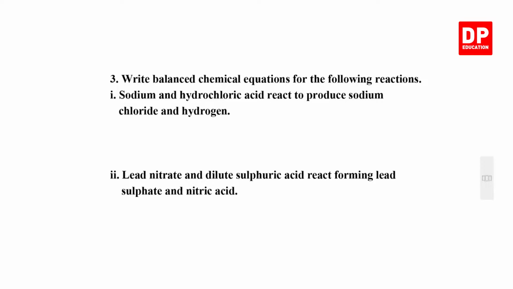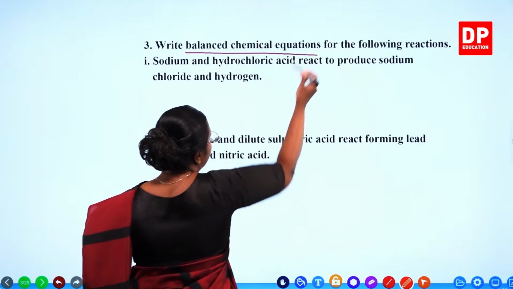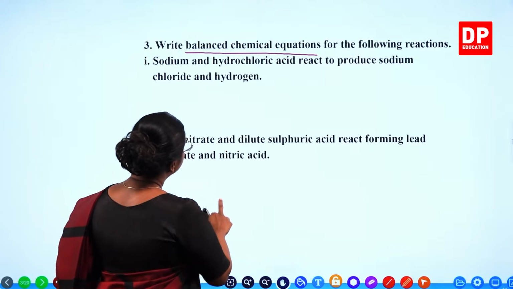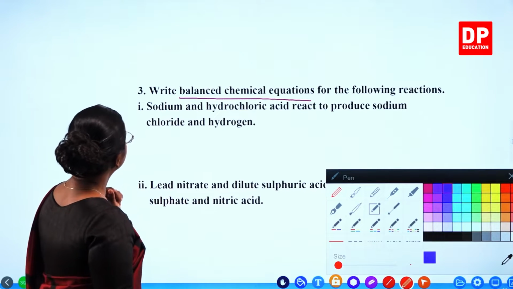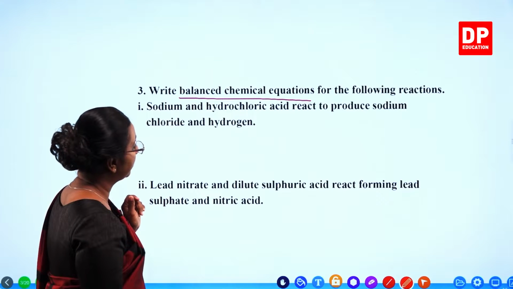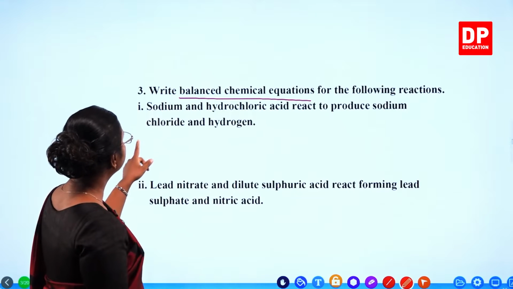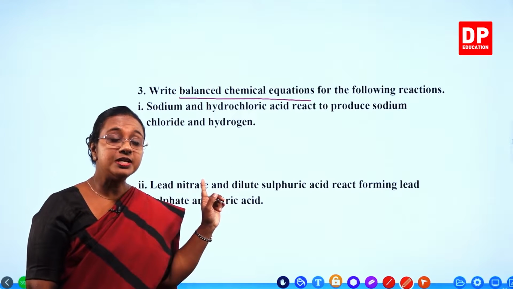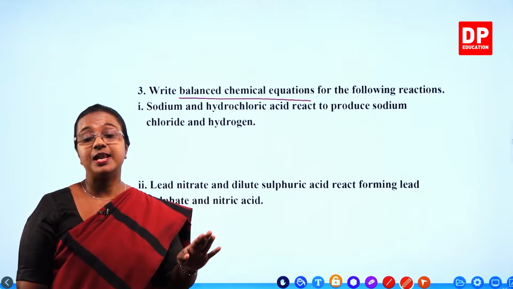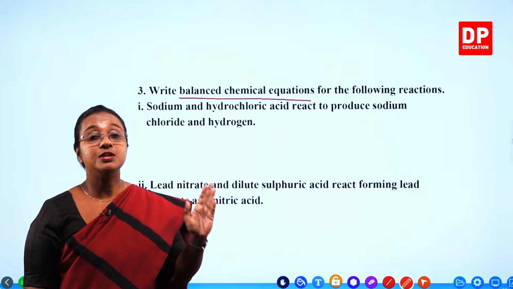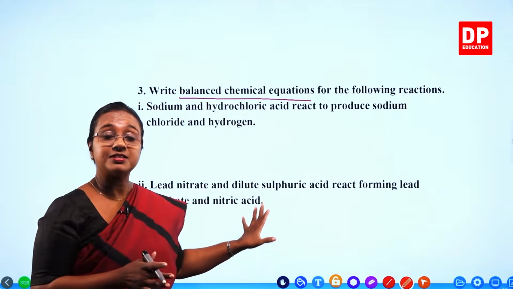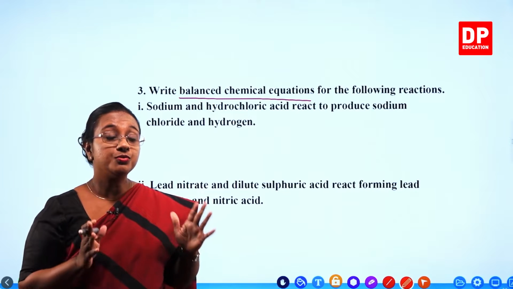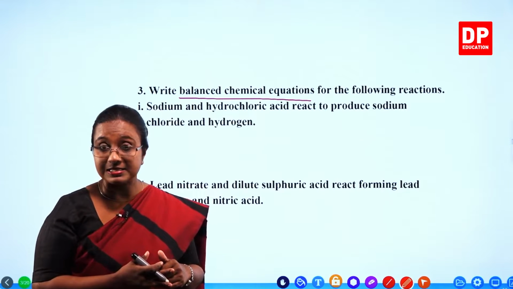Third one, write balanced chemical equations for the following. So it's important you have to write balanced chemical equations. The first one. So the first one, sodium and hydrochloric acid react to produce sodium chloride and hydrogen. So here, students, they have given you all the reactants as well as the products. But even if they tell you only the reactants, you should know to write the products for all the reactions that we have discussed so far. So you should remember those. Then you can balance the reaction.